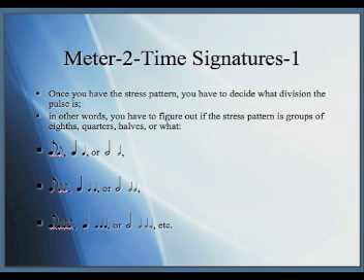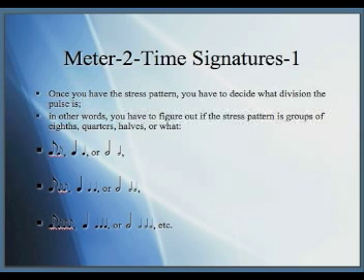Once you have the stress pattern, you then have to decide what division the pulse is. In other words, you have to figure out if the stress pattern is groups of eighths, quarters, halves, or what. Clearly in this pattern, we have 1, 2, 1, 2, and this is 1 and 2 and 1 and 2, but we have to figure out whether these are quarter notes or half notes or what. If these are quarter notes, then the "and" is an eighth note.